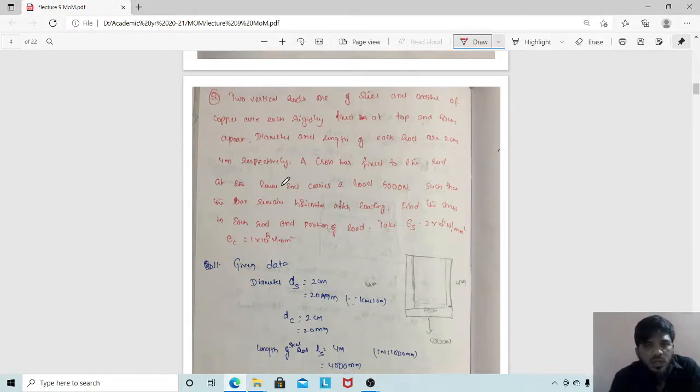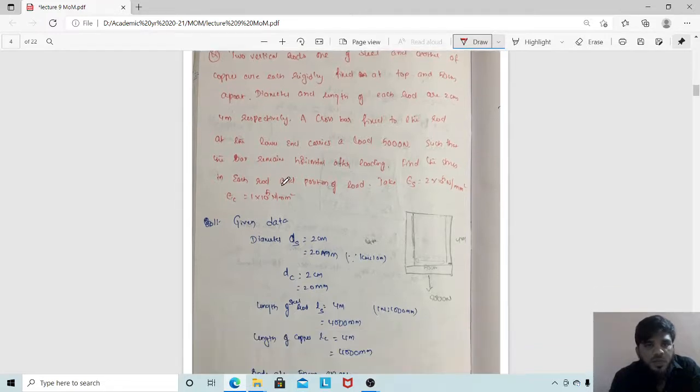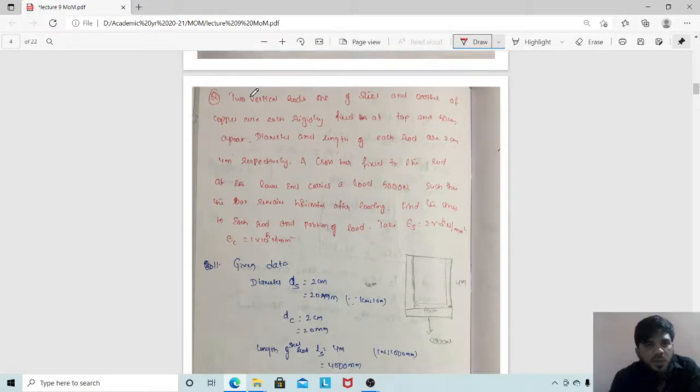So the two vertical rods, one of steel and another of copper, are each rigidly fixed at the top and 50 centimeter apart. So here first thing you have to understand the question properly. Two vertical rods. Yes, there are two vertical rods, one of steel, another of copper. Both are rigidly fixed at the top. Till here one part is completed, and 50 centimeter apart means both the rods are at a distance of 50 centimeter to one another. Okay, they are 50 centimeter apart like this. The distance between these two rods is 50. Now both are rigidly fixed from up and down.